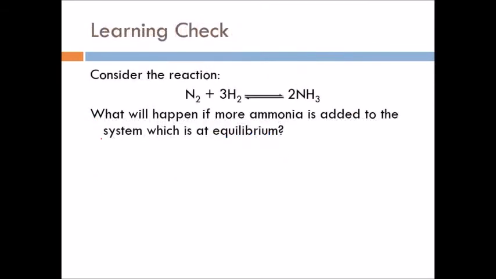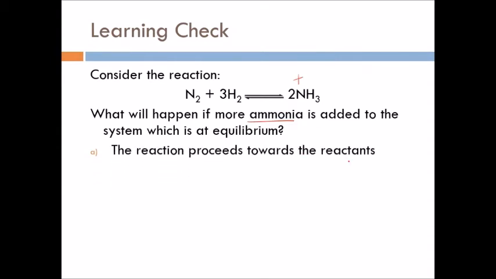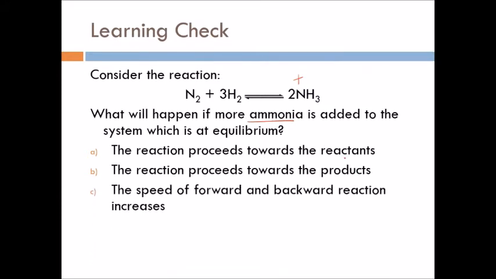So here's the Haber process. What will happen if more ammonia is added? So we're adding in ammonia here. A, the reaction proceeds toward the reactants. B, the reaction proceeds towards the products. C, the speed of the forward and backward reaction increases. Or D, the reaction will not be affected at all. Well, obviously, we're adding in here, so it's going to shift to the left. That means that the reaction proceeds towards the reactants.